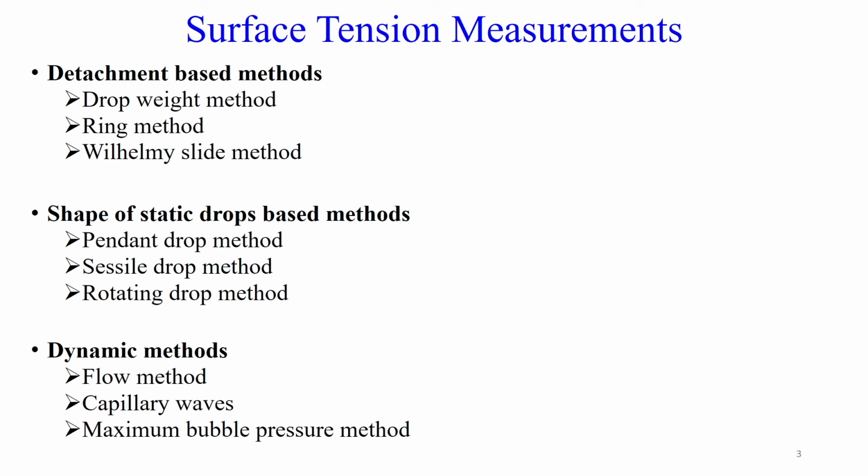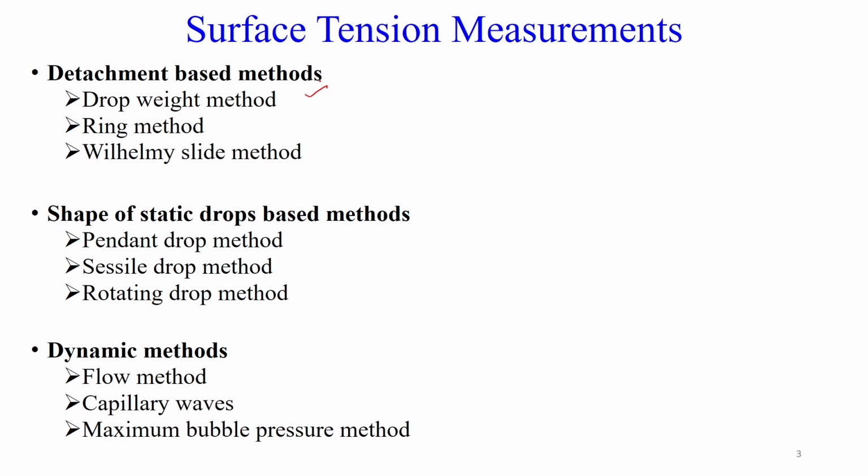Different surface tension measurement methods are classified into three categories. The first one is the detachment based method, the second one is the shape of static drop based method, and the third one is the dynamic methods. The detachment based method means you have a liquid and you contact it with some object, then you detach it, and once you detach it, some force will be required, and that force is equivalent to the surface tension. Different methods in this category are the drop weight.